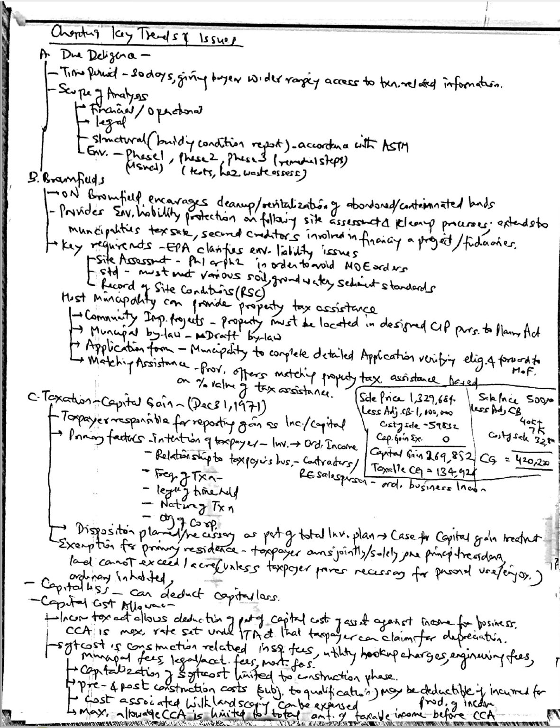The municipality must complete a detailed application form verifying the program eligibility and forward it to the Ministry of Finance. The earlier drafted bylaw can be enacted once the application to the Ministry of Finance is approved. The province offers matching education property tax assistance based on the percentage value of the tax assistance offered by the municipality.